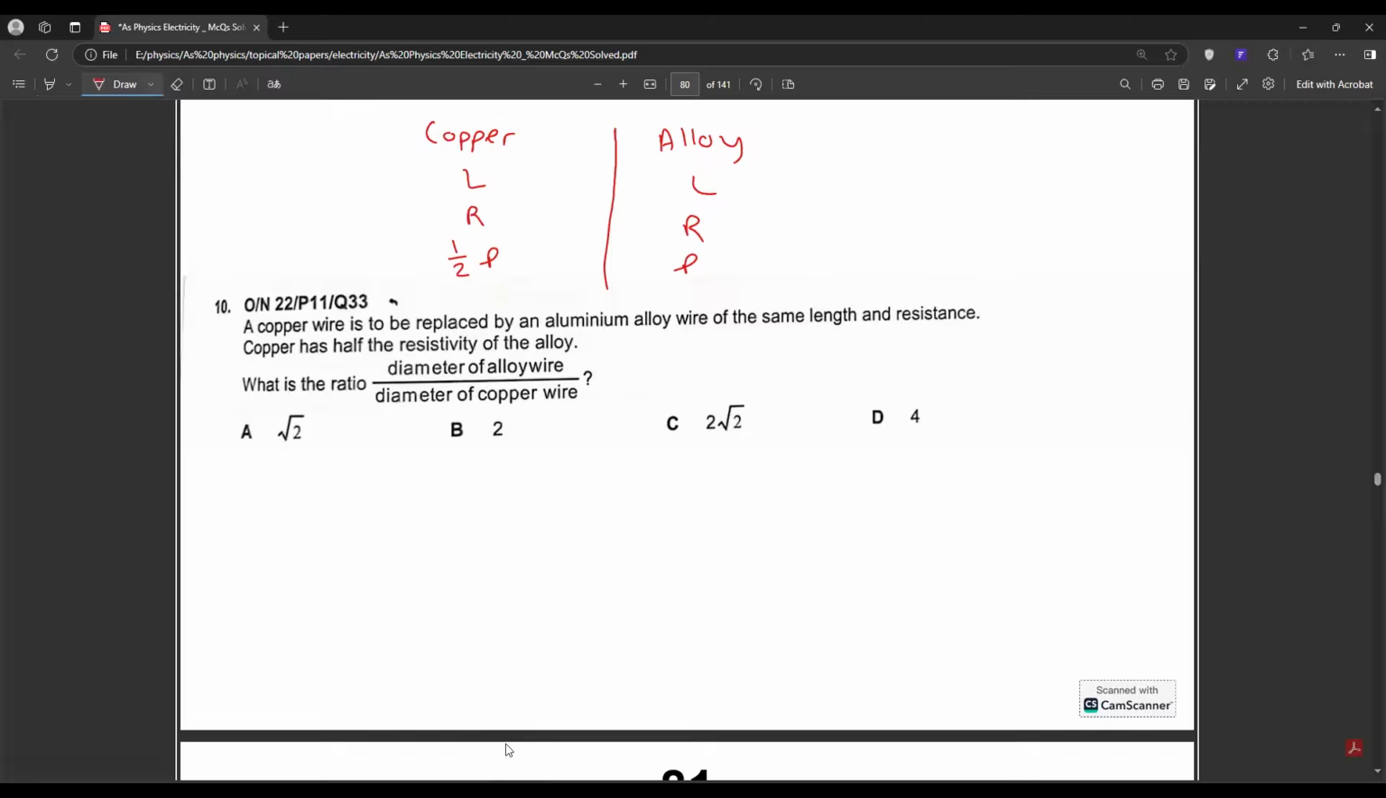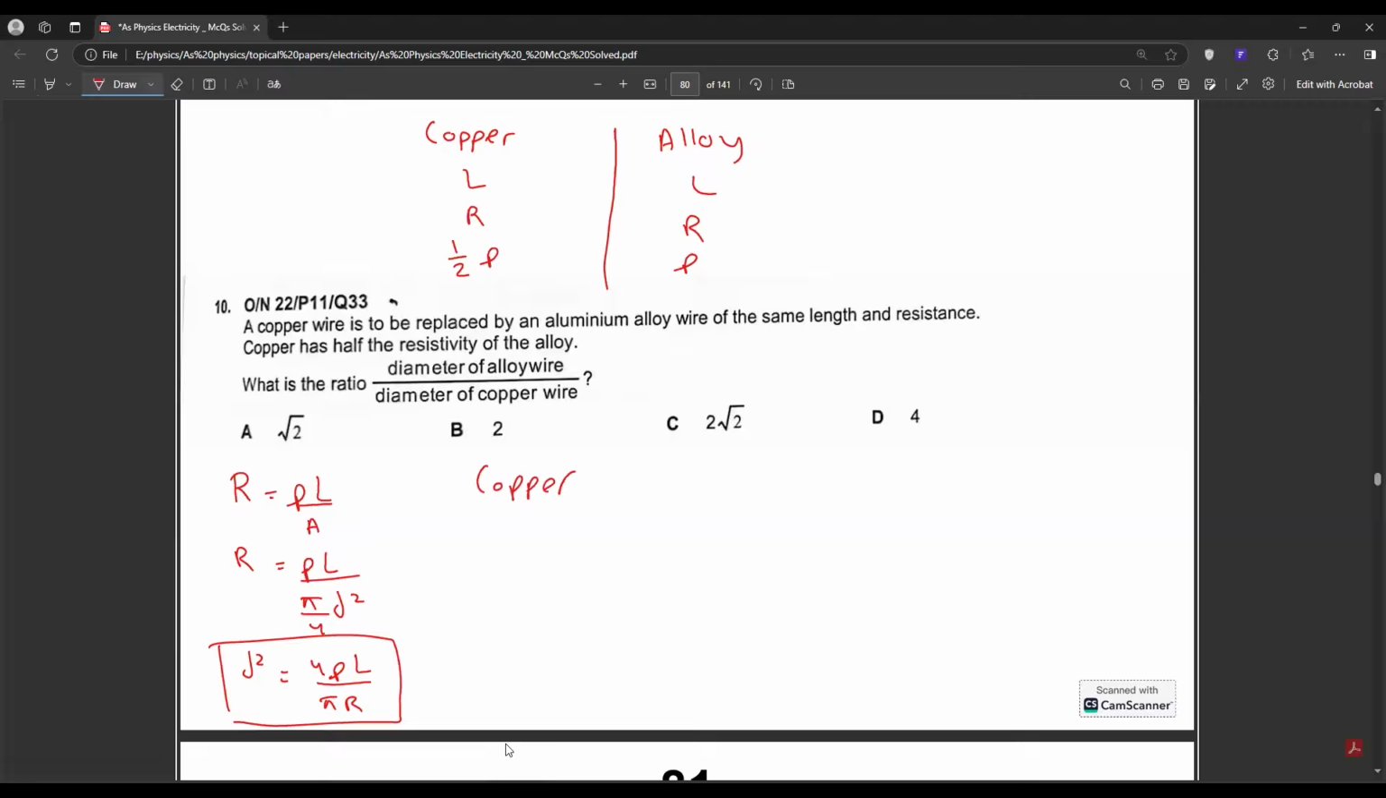Very, very easy. Do you remember the formula of resistance? Resistance is equal to resistivity L over area. Area can be replaced by pi over 4 d square. Can I make d the subject here? Yes. D square is equal to 4 resistivity L over pi R. This is the formula that we will be using.